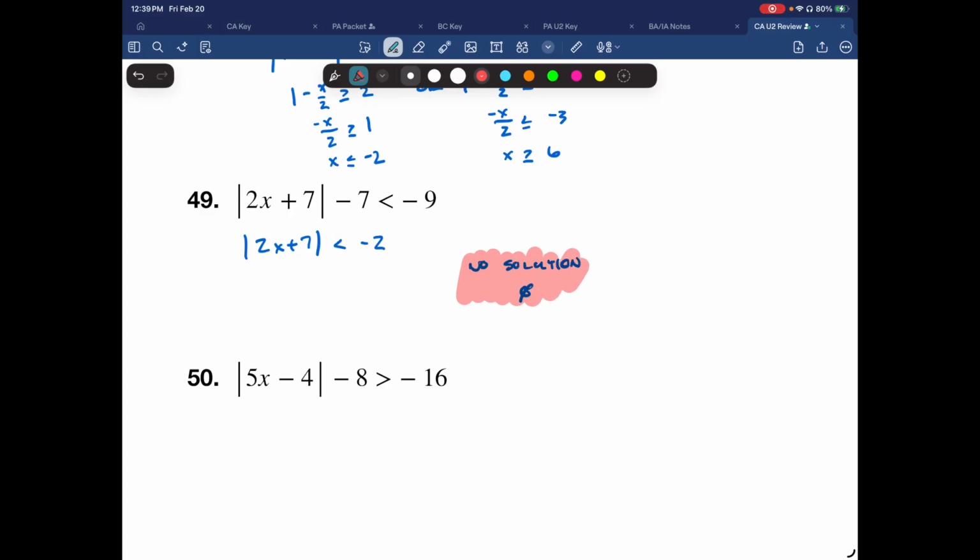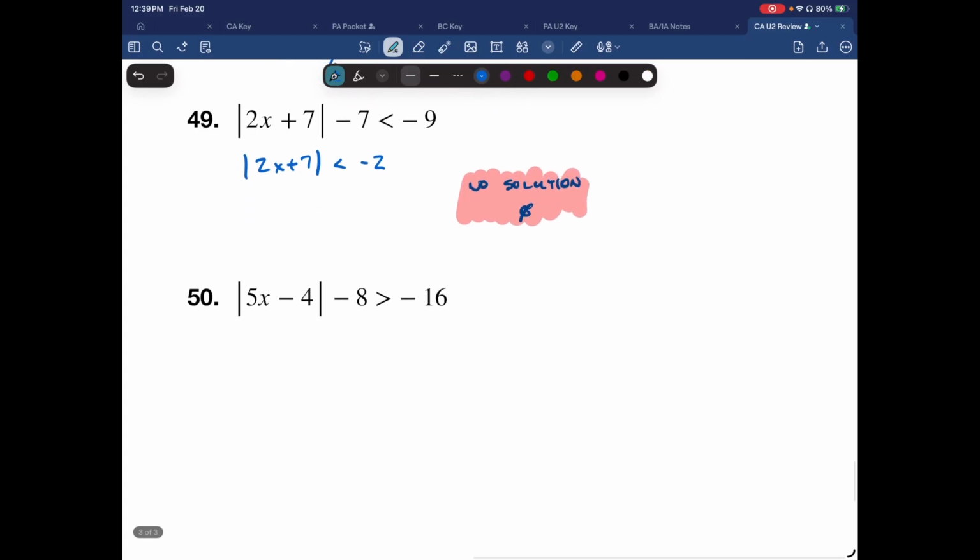Okay, on 50, get the absolute value by itself. Greater than negative 16 plus 8 is negative 8. When is a positive number greater than negative 8? Always. So you can write that all real numbers, or negative infinity to infinity. You can write it either way.